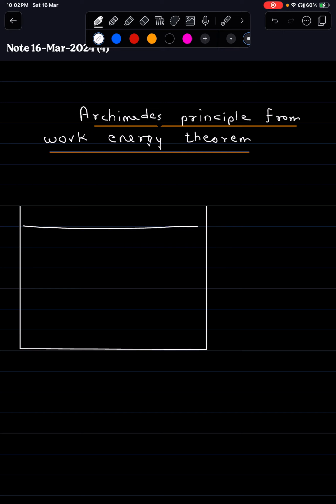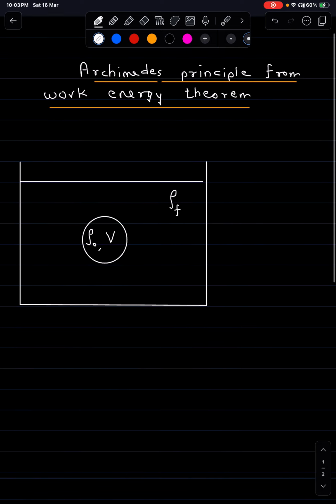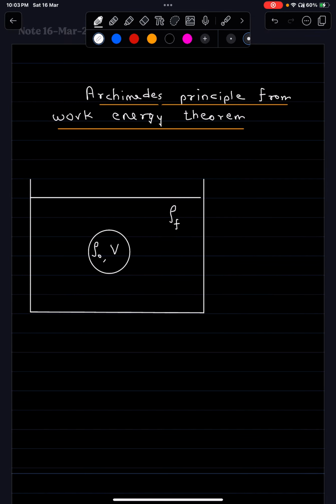So suppose I have a container having some liquid or some fluid in it, and let us say rho f is the density of this fluid, and an object is immersed in this fluid. Let us say rho o is the density of the object and V is the volume of the object. Archimedes principle tells us how much will be the buoyant force acting on the object due to the surrounding fluid in the upward direction.